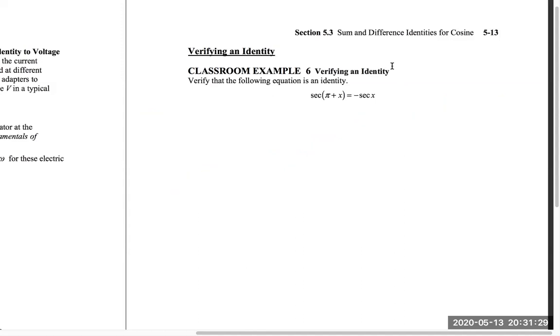So let me clear this out. I'm actually going to start with section 5.3. And this is classroom example 6. We're going to want to verify this particular identity, and in order to do it, we're actually going to see that this relates to the cosine sum identity.